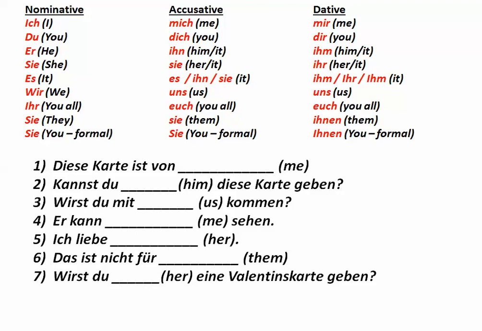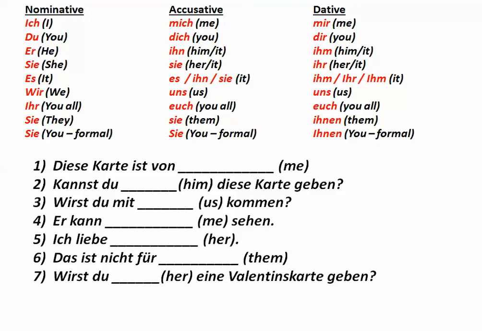Okay, so then it goes uns for us, euch for you all, or as we would say here in southern United States, y'all, and then sie for them and Sie for you formal. I always say in the accusative, just remember if it was sie in the nominative, it stays sie in the accusative. So sie is still sie for she. It just means in English it changes.